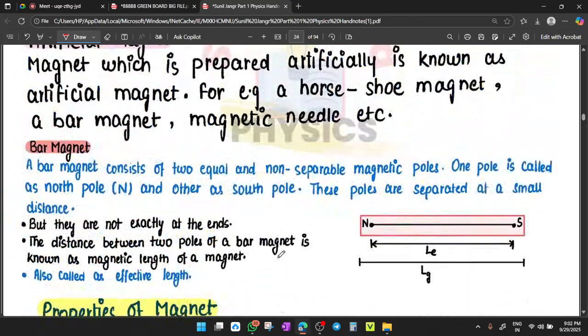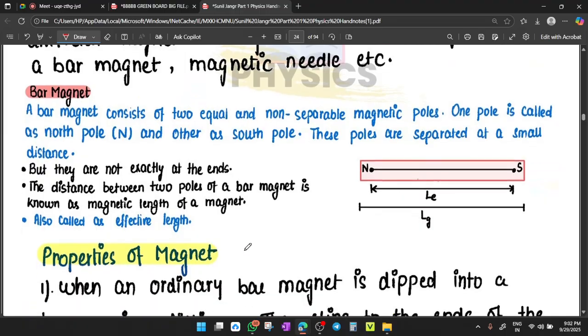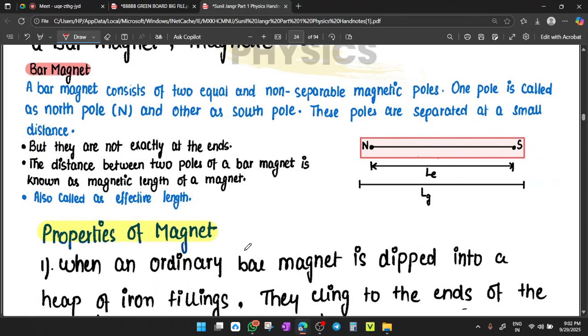Clear? Now talking about the bar magnet. A bar magnet is a very simple magnet. We use it in our life and we have also seen it in the physics lab. A bar magnet consists of two equal and opposite non-separable magnetic poles. One is north, another one is south. So the magnetic power of each pole is the same.